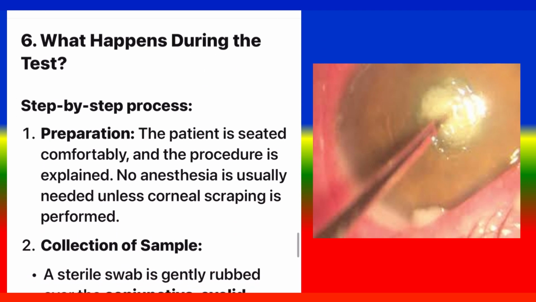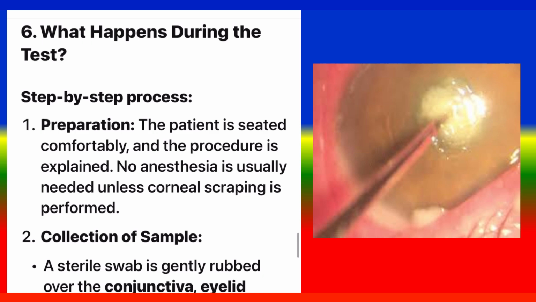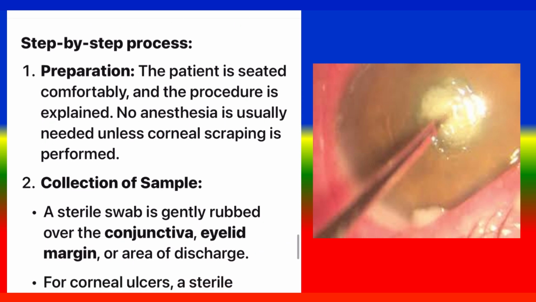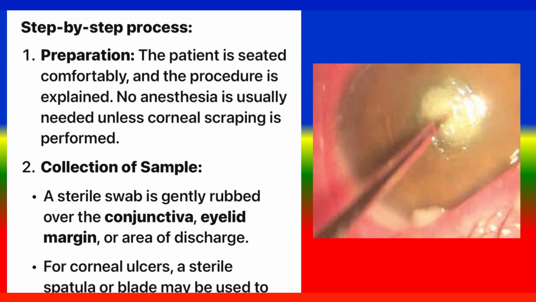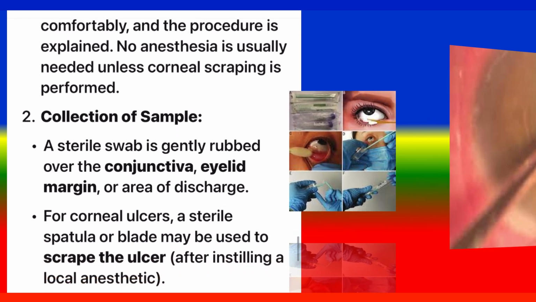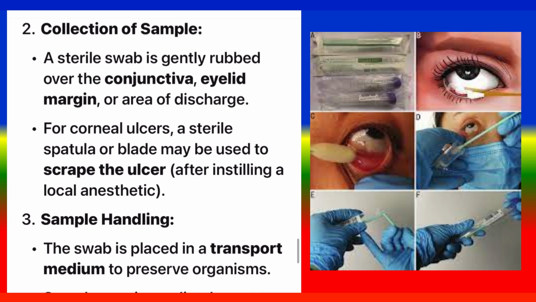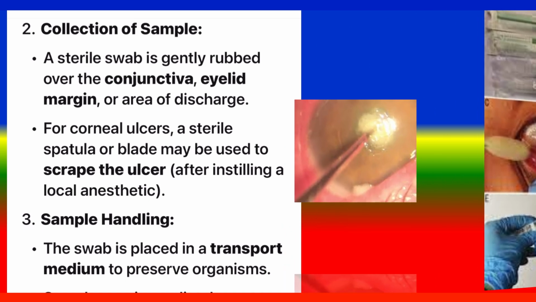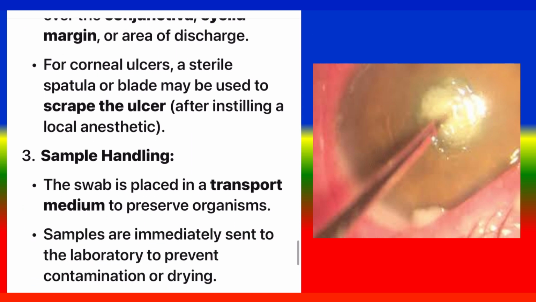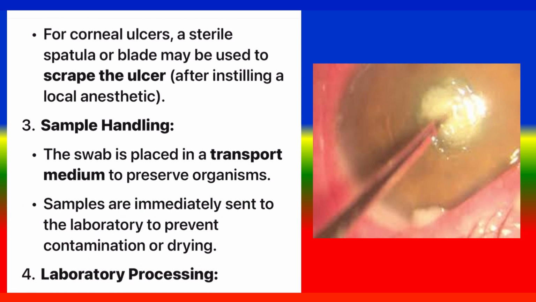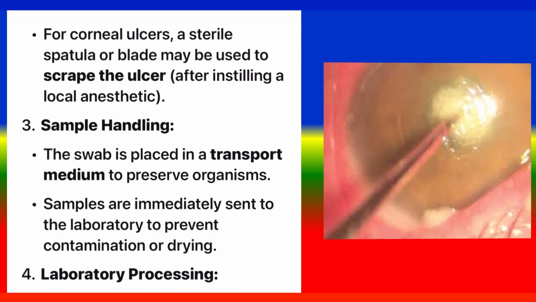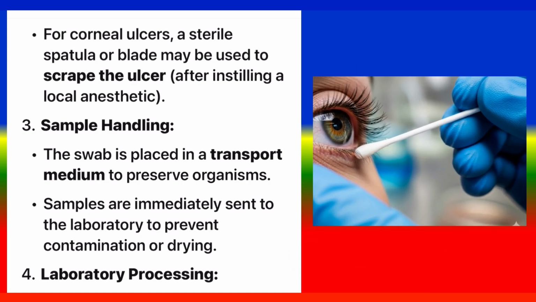6. What happens during the test? Step-by-step process. 1. Preparation. The patient is seated comfortably, and the procedure is explained. No anesthesia is usually needed unless corneal scraping is performed. 2. Collection of sample. A sterile swab is gently rubbed over the conjunctiva, eyelid margin, or area of discharge. For corneal ulcers, a sterile spatula or blade may be used to scrape the ulcer after instilling a local anesthetic.